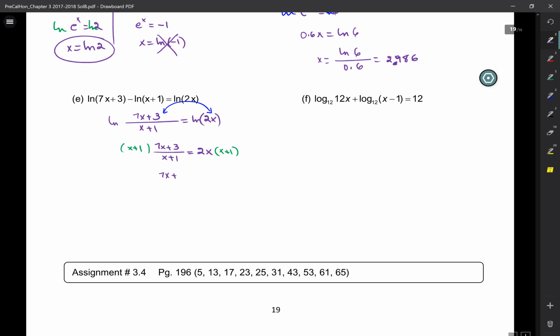So 7x plus 3 is 2x squared plus 2x. Yes. Will do. So 2x squared minus 5x minus 3 is equal to 0.